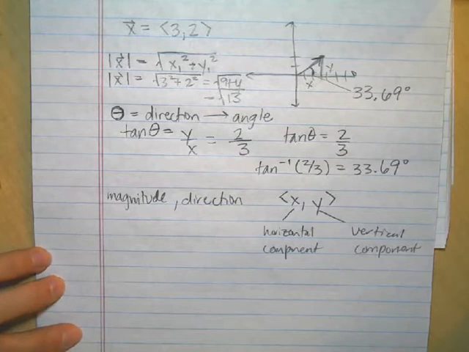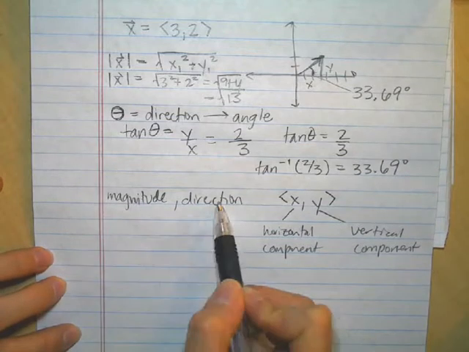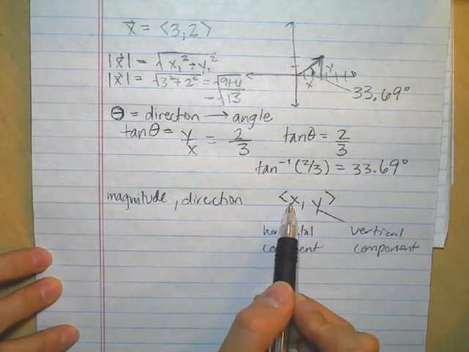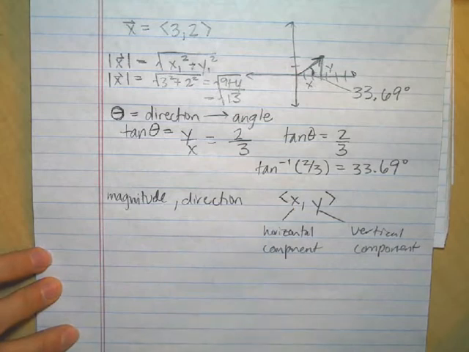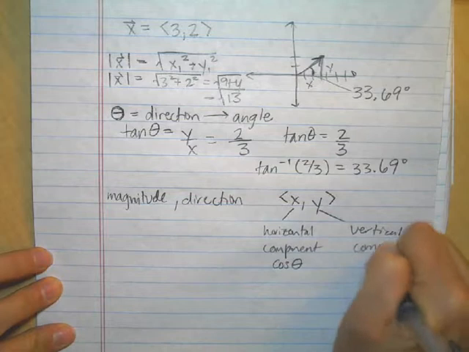Okay, so if we want to know the horizontal and the vertical component, what we do is we take the magnitude and the direction. When I was talking before, we said x always goes with which: sine, cosine, or tangent? Cosine. X always goes with cosine. Vertical always goes with sine.